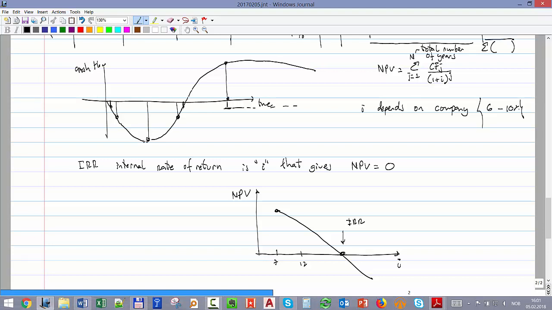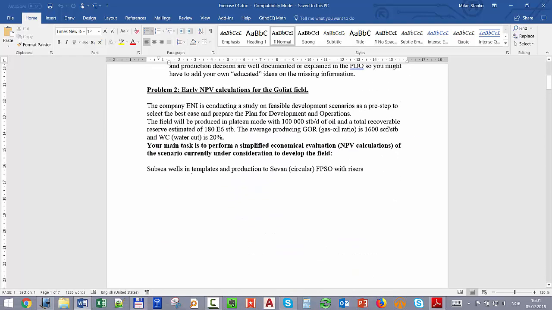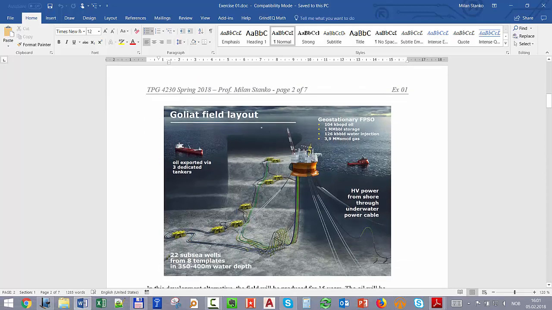Okay, so that's everything you need for your exercise. You can start working on it. But let's go through the text a bit to clarify, if there are any questions. So you're looking at this Goliath field. These calculations are very simplified, but I have tried to make realistic values. I have tried to take as much information as possible from documents in the public domain.